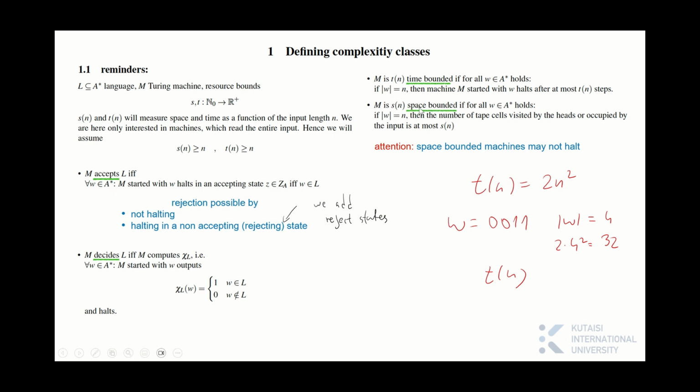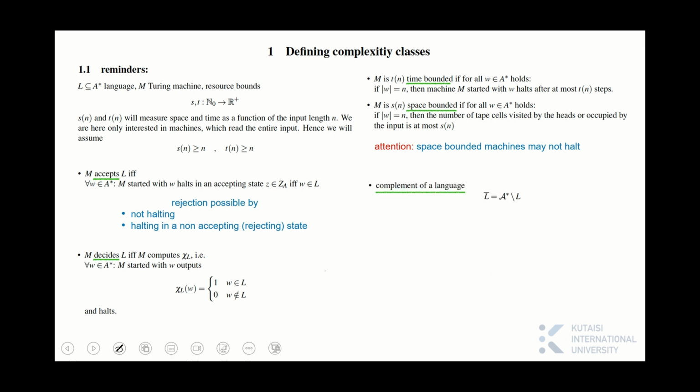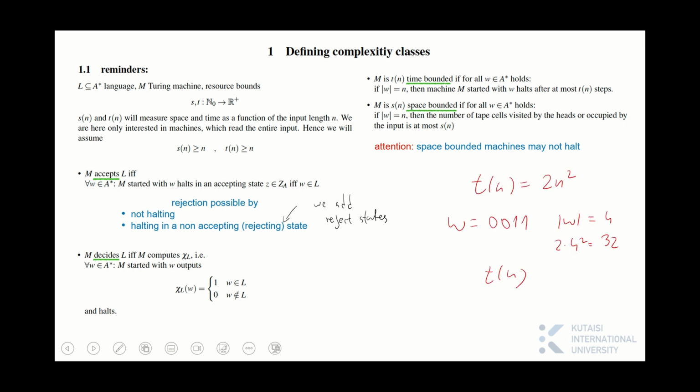Now, a space-bounded machine. Let's say S(n) is also the same function, just for simplicity. So now M is an S(n) space-bounded machine if, for an input of length n, the number of tape cells visited by the head or occupied by the input is at most S(n). So again, if my input is the same, 0011, then S(4) is 2 times 4 squared, which is 32.